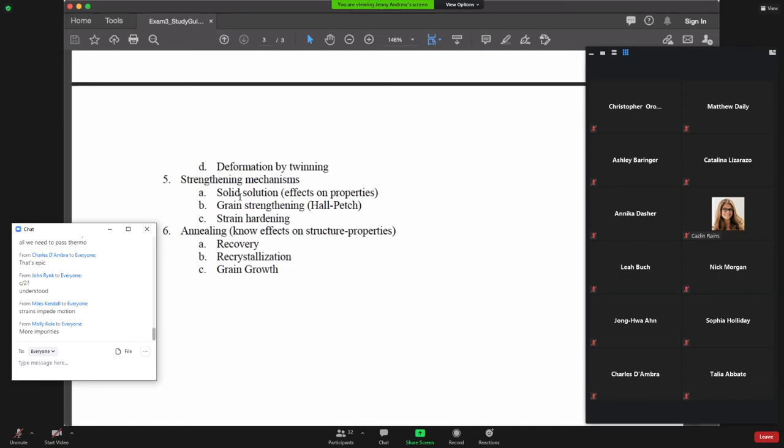Grain strengthening. So if I have a grain and my dislocation is happily moving along on a slip system, it's chugging along, and then it gets to a grain boundary, what happens? Well, it's not very likely that there's going to be a slip system at the same spot on the other side of the grain boundary. So that dislocation is kind of going to be like, I don't have anywhere to go. I'm stuck. So dislocations tend to pile up at grain boundaries.